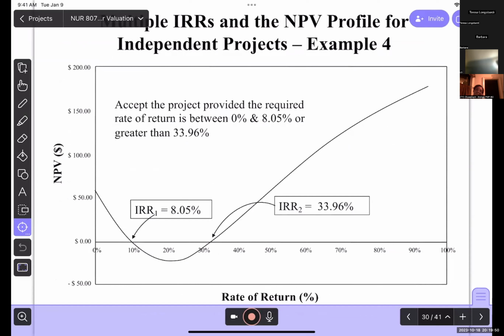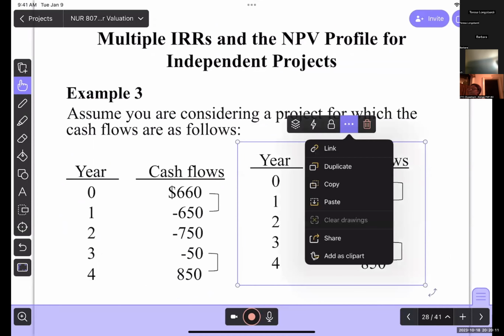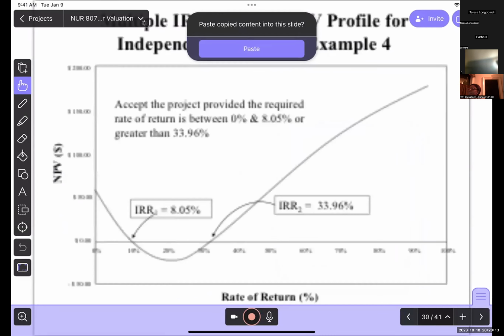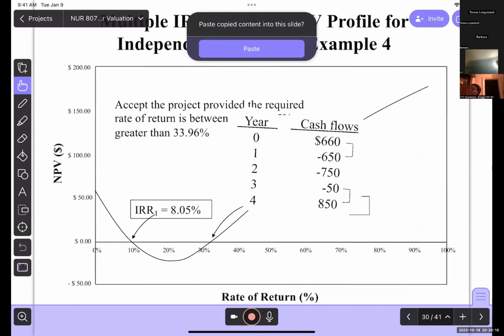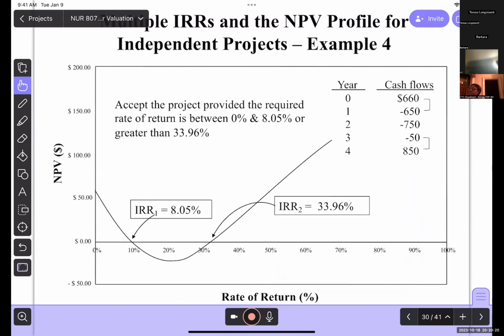I'll accept for only above 33.96. But also over here, yeah, and also below 8.05. Yes. So what's going on? Let's look at the cash flows. I'll pull them over. So these are the cash flows. All right. So what is it? What's happening? Look at the cash flows.